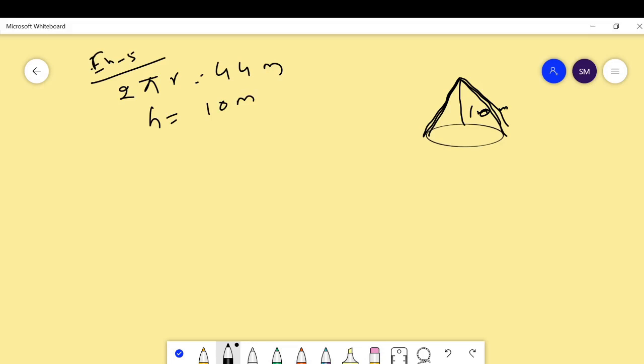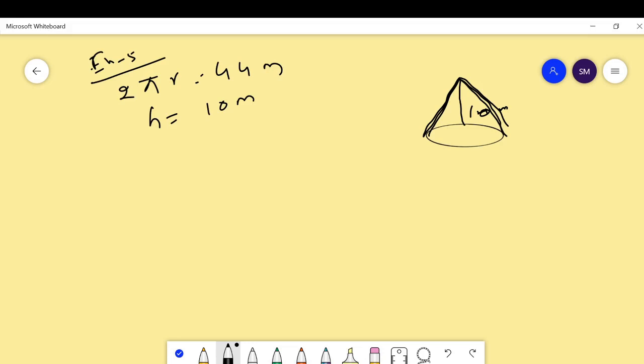Then we have to find out, the question says, calculate the length of the canvas used for making the tent. For making the tent, the canvas required means the curved surface area. We want to find out the curved surface area of the conical tent. Another thing is also given, the width of the canvas is 2 meter. Then we have to find out how much length of canvas is required for making the tent.